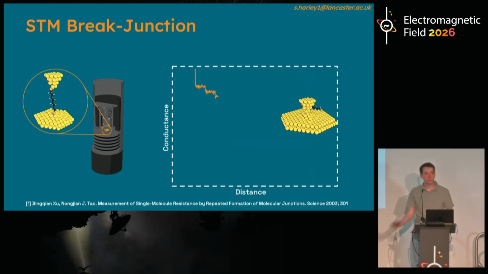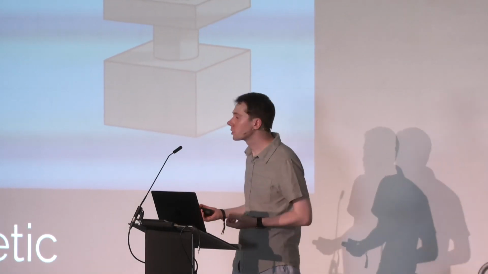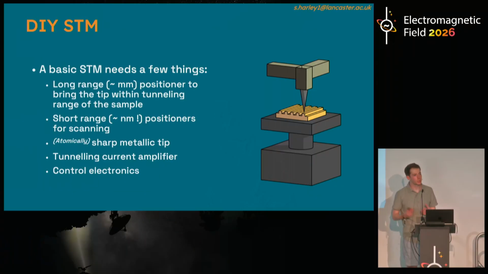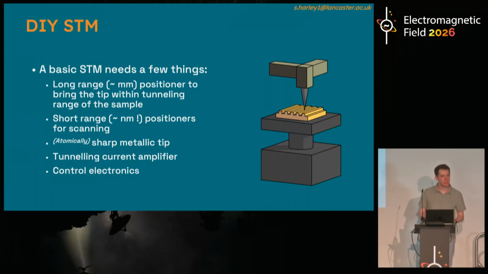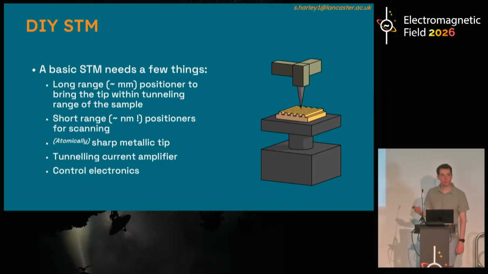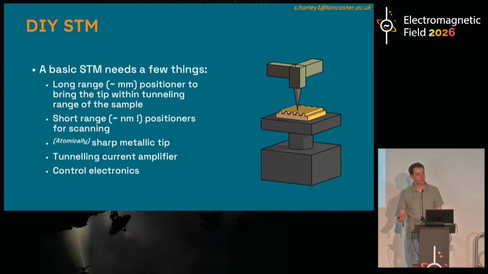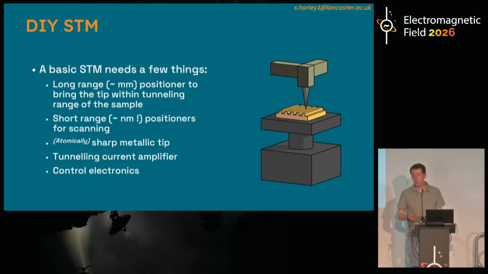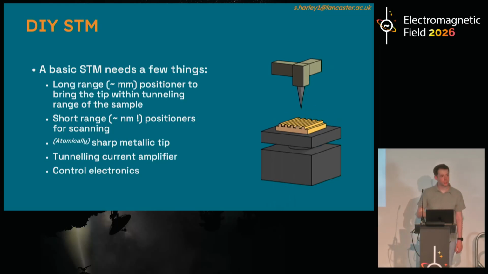So I think that one of the nicest things in experimental physics is we get to make our own stuff. So I thought, wouldn't it be cool if we could just make a homemade STM that is designed just for these types of measurements and is optimized for these techniques? And in principle, an STM is pretty simple in terms of hardware. You just need some long-range positioning to get the tip in the right place, some short-range atomic resolution positioning, a sharp tip, and some electronics.